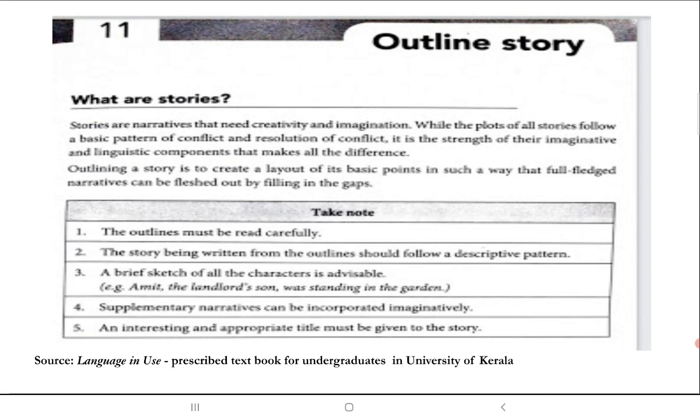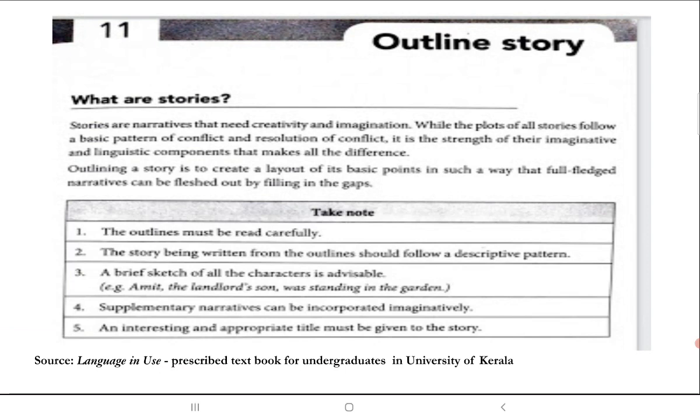The first point is that the outlines must be read carefully. Of course, otherwise you won't get it. First of all, it is only an outline, like bits and pieces. So you need to read it carefully and look into it carefully, where you can put in your imagination, where you can use your creativity, what all things you need to bring in.